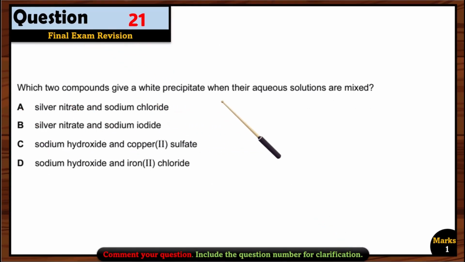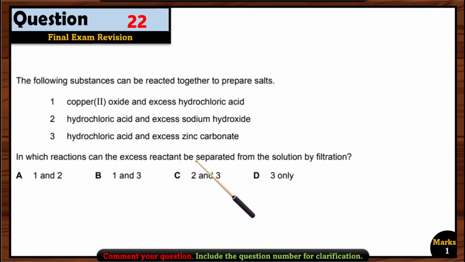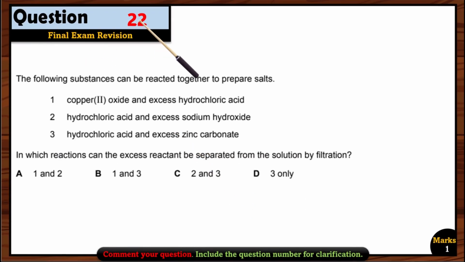Which two compounds give a white precipitate when their aqueous solutions are mixed? Silver nitrate and sodium chloride. Okay, so what we are going to get over here is sodium nitrate and silver chloride. And remember, silver chloride is white in color. Why not silver iodide? Because it is yellow in color. So option A is the right option here. We don't have to look at the other options. Okay, let's see question 22.